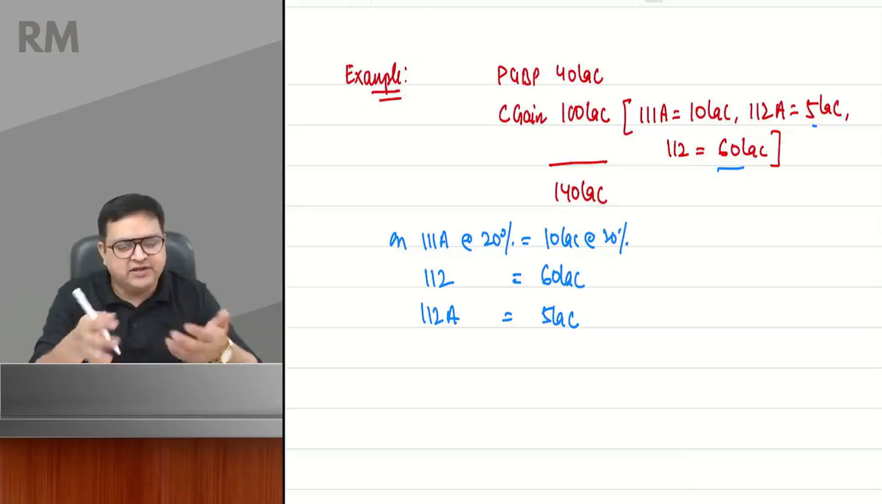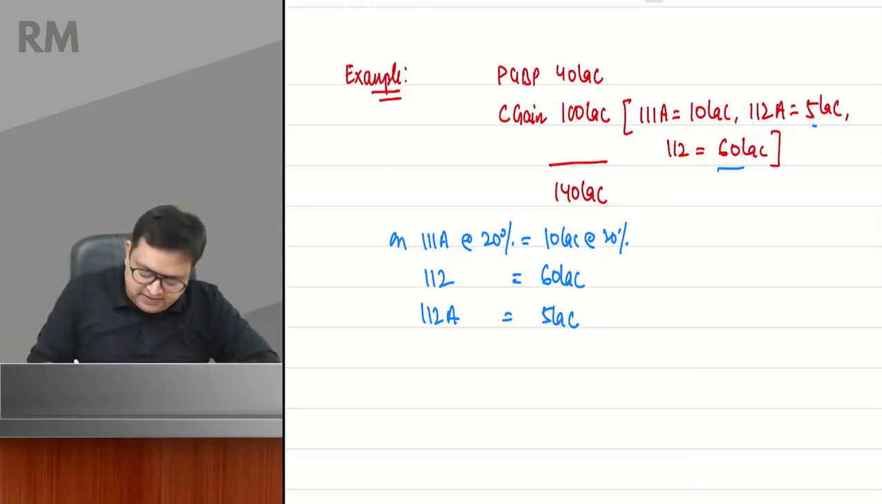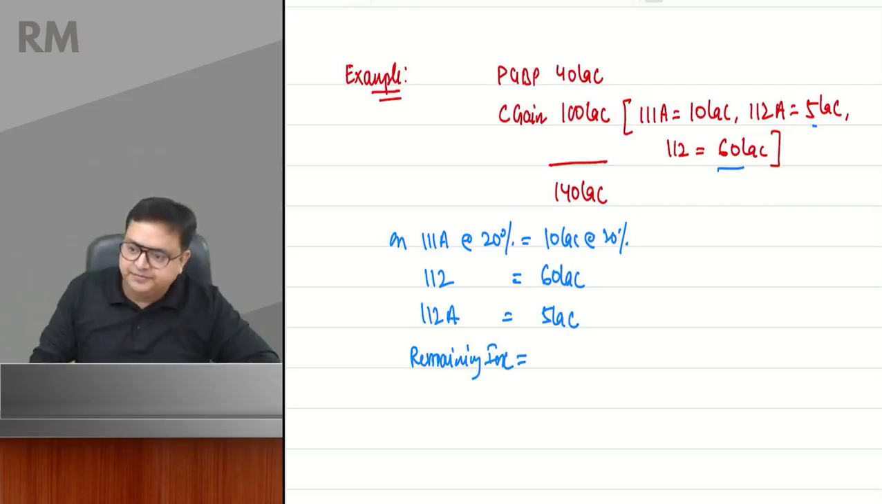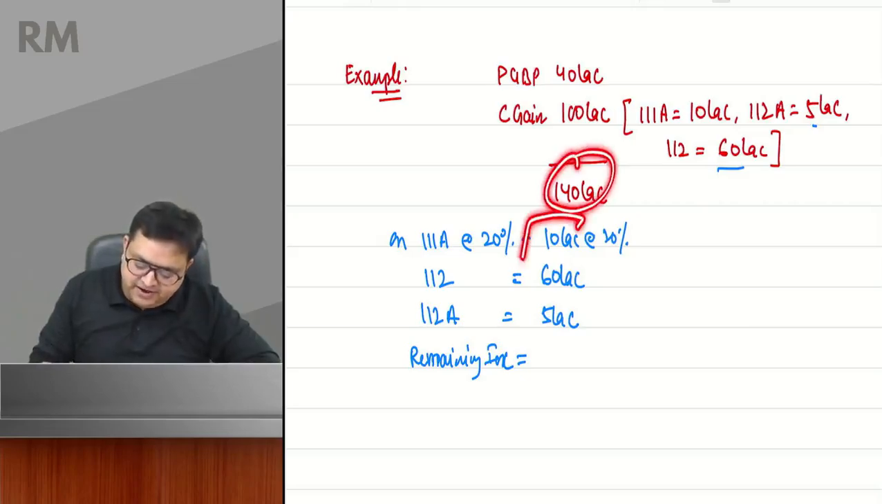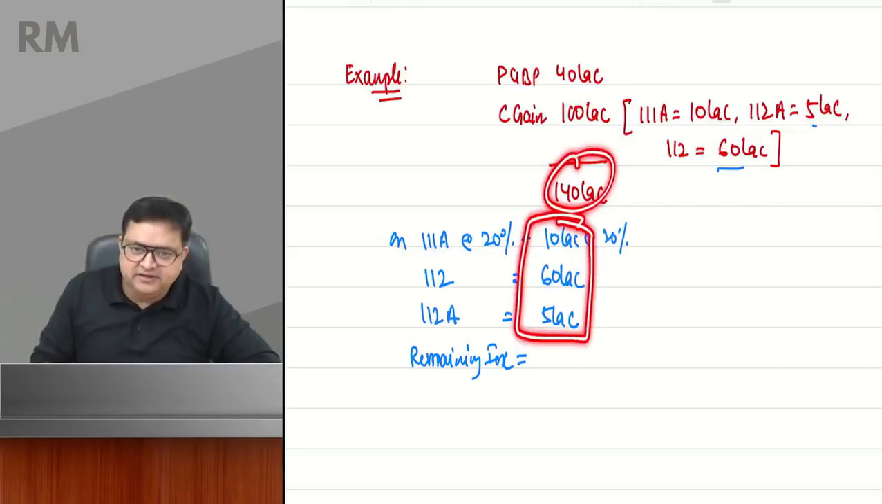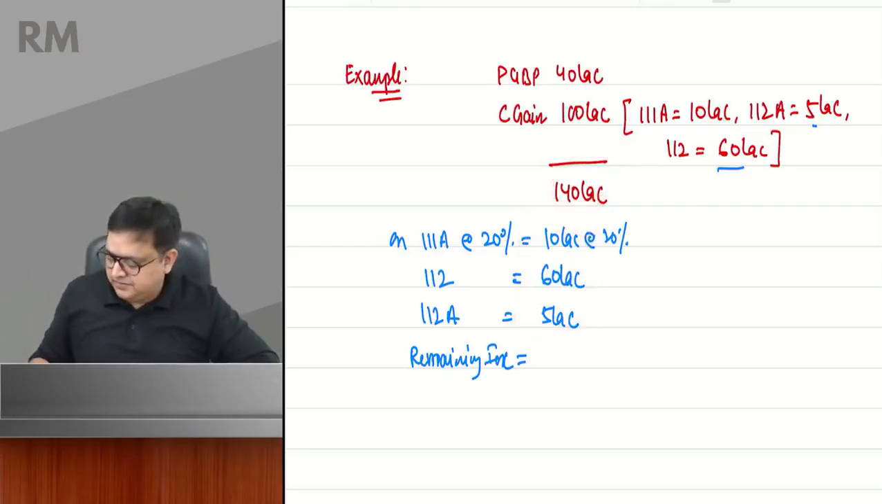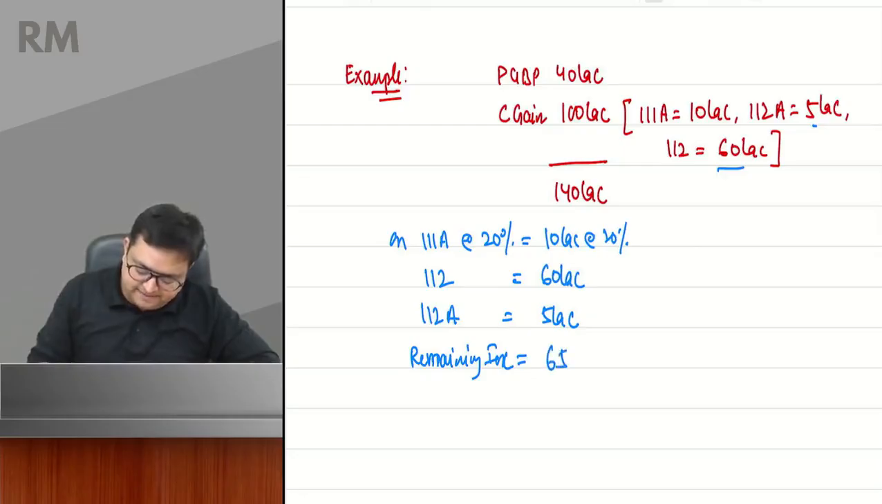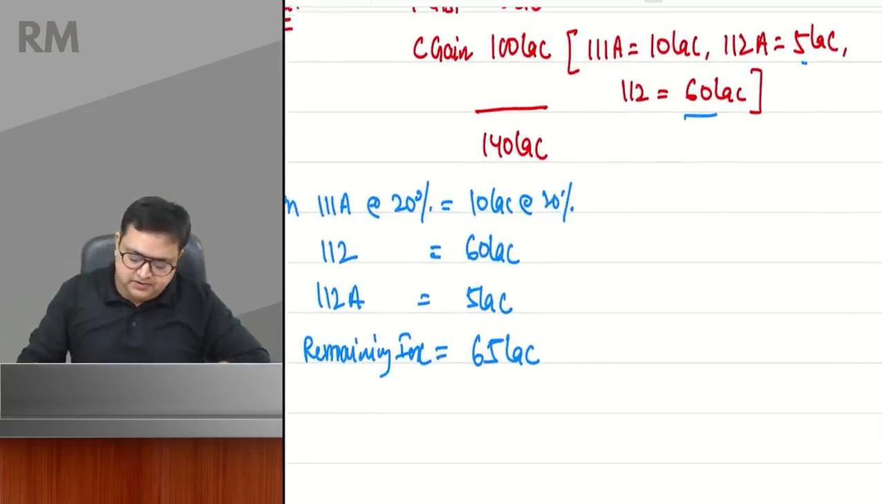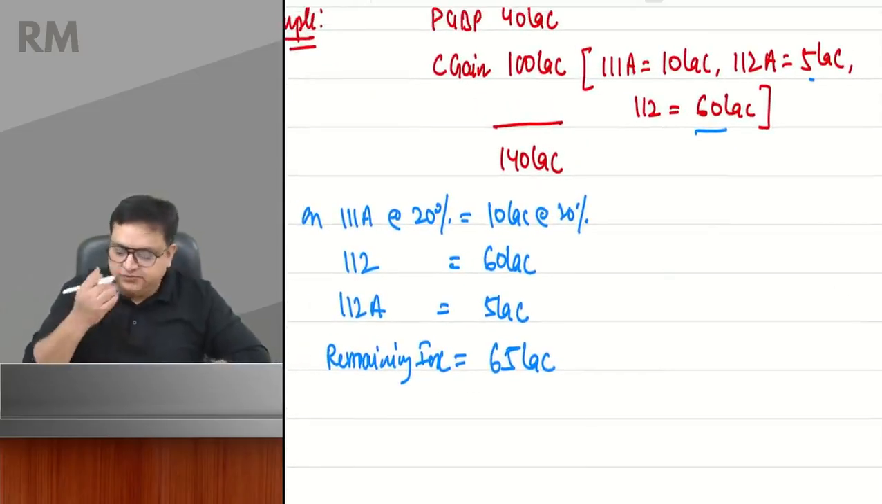Then we have casual income, we don't have. Then we will get the remaining income. Just tell me the balancing figure, remaining income. Everybody, please tell me. 140 minus this. Is it 65 lakh? Everybody got it? Is it 65 lakh now? Correct, Kishore.